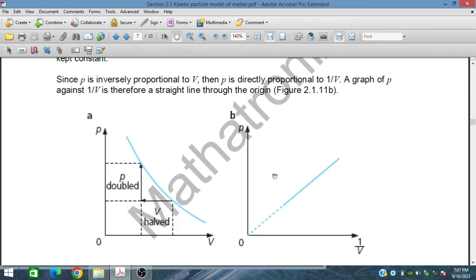So here we can see that this is pressure. If we are increasing the volume, the pressure is decreasing. If we are reducing the volume, the pressure is increasing. At low volume, pressure is high. At a high pressure, the volume is low. At low pressure, the volume is large.